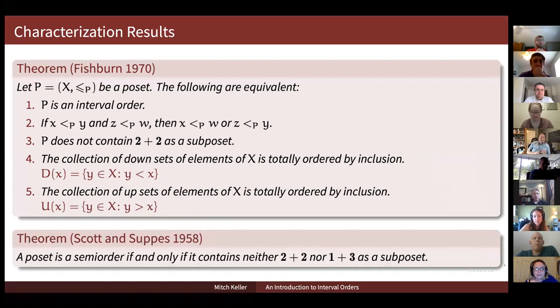There's also a characterization theorem from Scott and Suppes earlier, right? I said this predated interval orders really being understood. For a semi-order, you just need to avoid 2 plus 2 so that you're an interval order, and then you need to avoid that 1 plus 3 that we have. That's it. So they're really easy to test for, and I routinely in the past have taught undergraduates algorithms and just asked, is this a semi-order? Look, oh no, here's a 1 plus 3. These are generally not the hardest things in the world to spot.